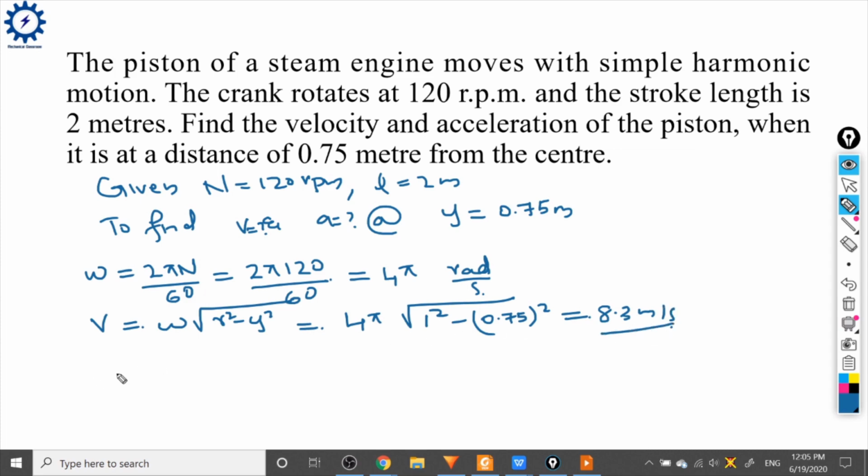Now find out acceleration. What was the acceleration relation? Omega square into y. Substitute omega value, 4 pi. 4 pi square into, what is y value? Y value is 0.75. What is the value? 118.31. We can write 118.43 meter per second square.